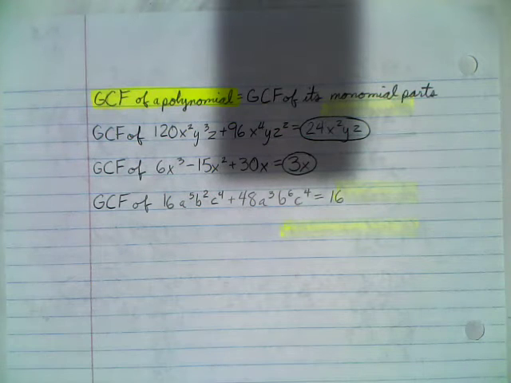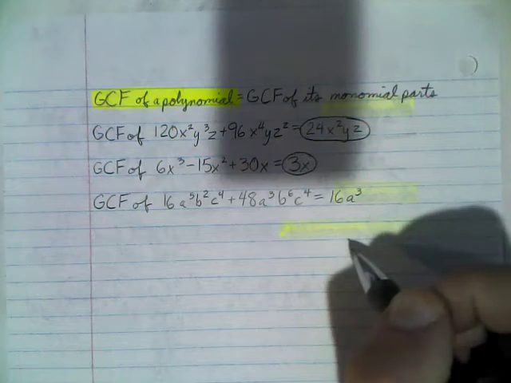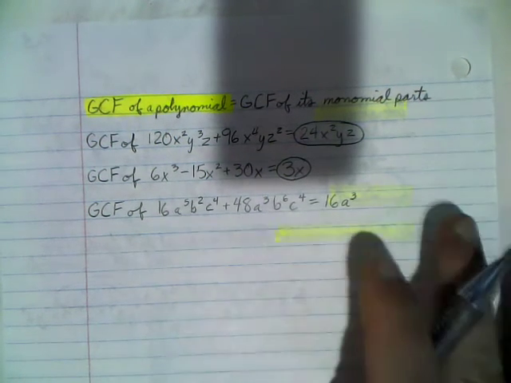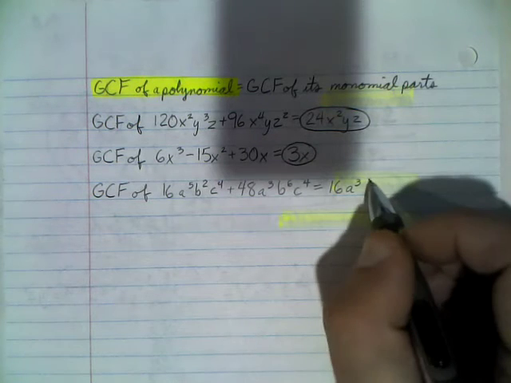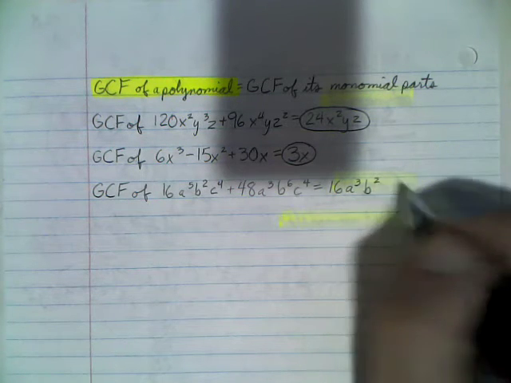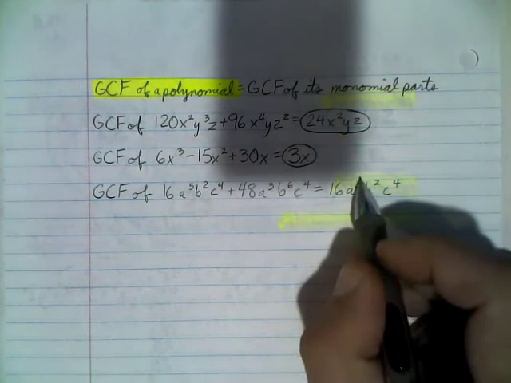Now look at your a's. The most you can pull out of both of these is an a cubed. I will take all of these, but there'll be 2 left over there. The most you can pull out as far as the b's goes is a b squared, and we can pull a c to the 4th power out of both of those.